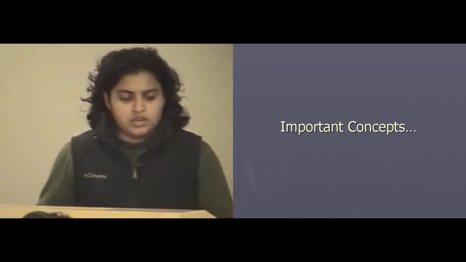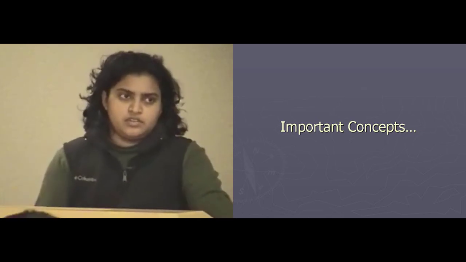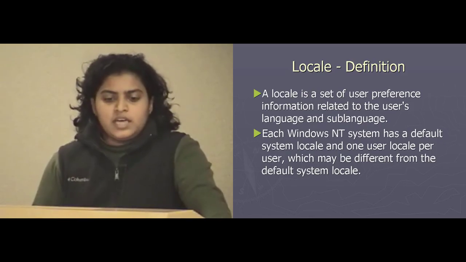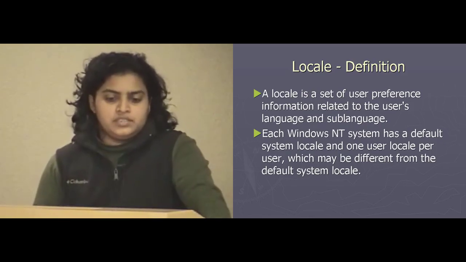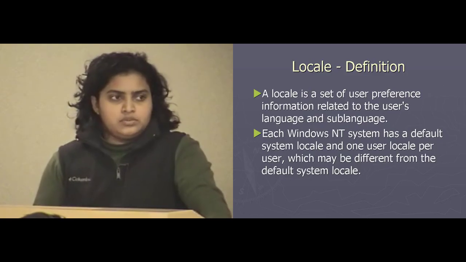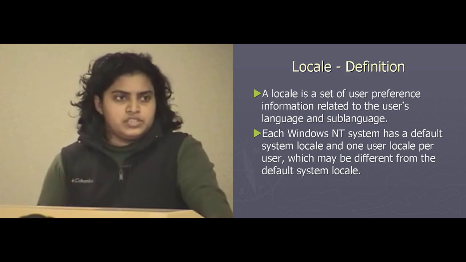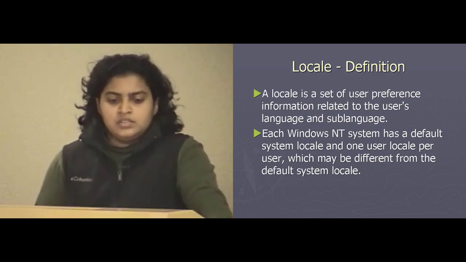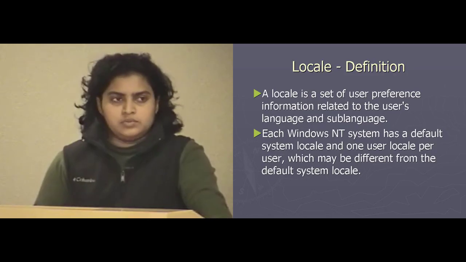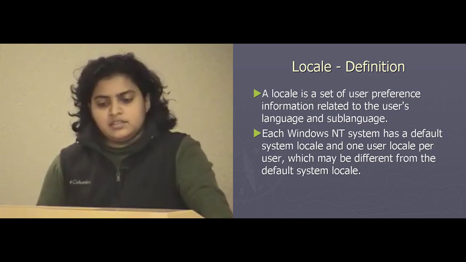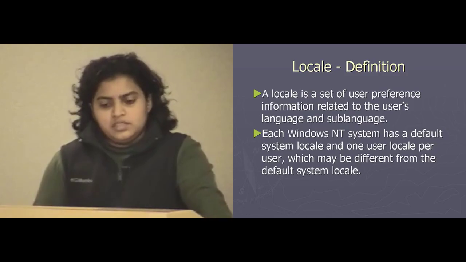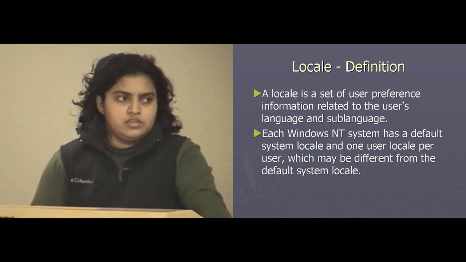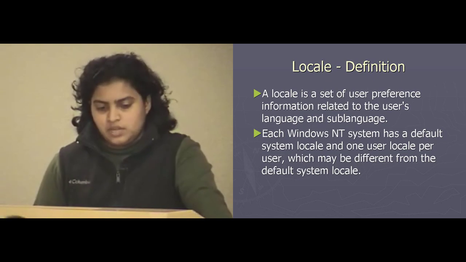There are some important concepts that we need to first understand in order to understand globalization testing itself. The very first concept is that of a locale. A locale is basically a set of user preferences pertaining to the user's language, sub-language, location, date and time representation, and all that is stored in the system. Every Windows system has two locales: a system locale and a user locale. The user locale is specific to each user present on the system, so there will be one system locale and multiple user locales.